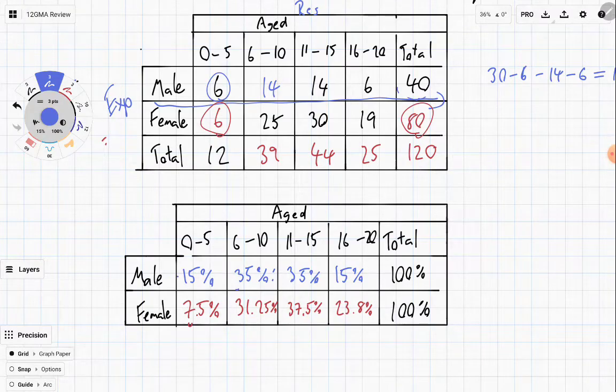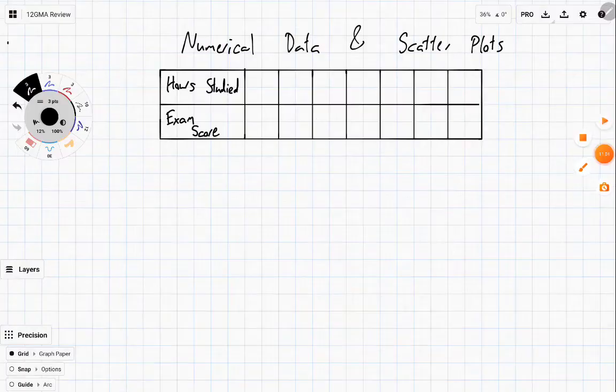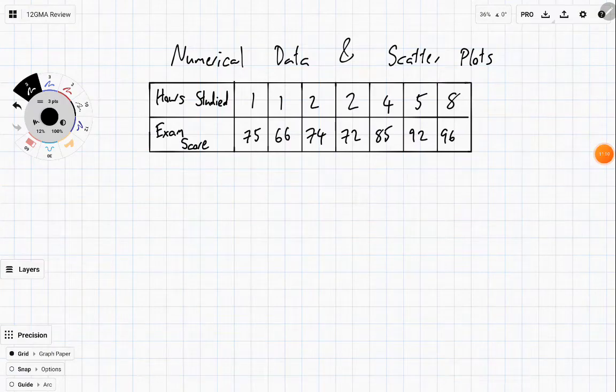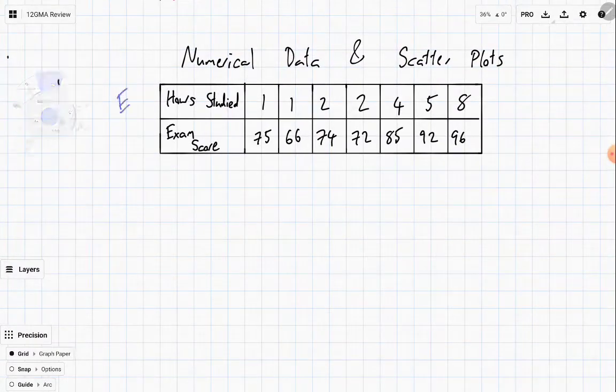An oldie but a goodie. So we're going to look at hours studied versus exams. So at the beginning, if we want to see whether there is any association between these two variables, the first thing to do is to work out which one is the explanatory and which one's the response. And in this case, the explanatory variable is going to be hours studied, and the response variable is going to be the exam score. And so we can now quickly draw up a scatter plot.